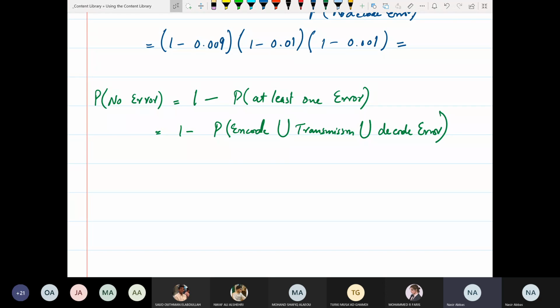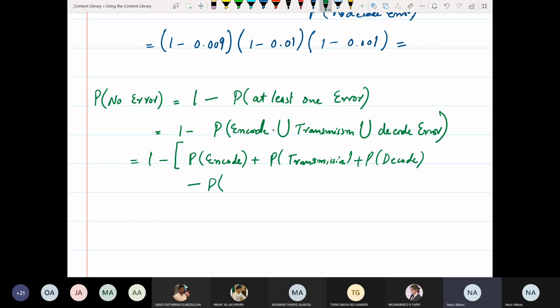So this is an even longer solution. You can solve it. Yes, I'm not saying you cannot solve it, but this is an even longer solution. You will solve it like this. 1 minus probability of encode plus probability of transmission plus probability of decode minus the intersection of encode and transmission minus the intersection of encode and decode minus the intersection of transmission and decode plus the intersection of all three of them.